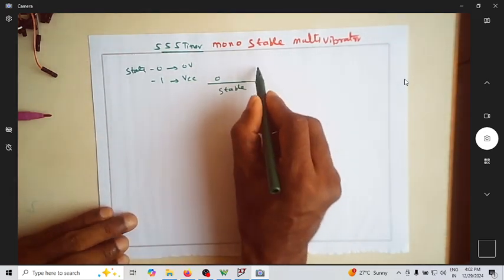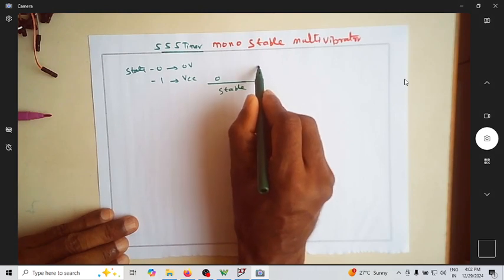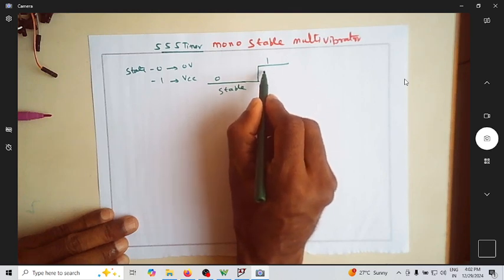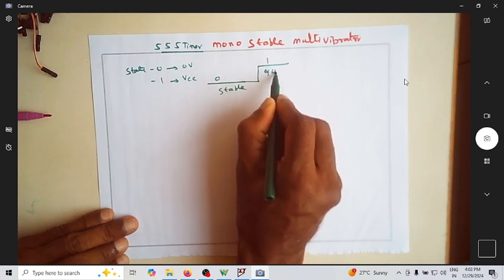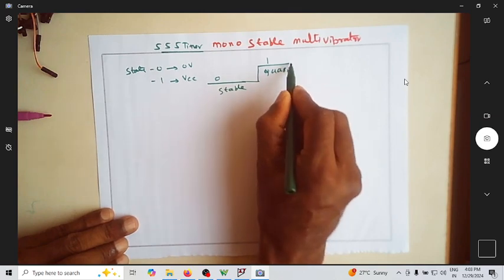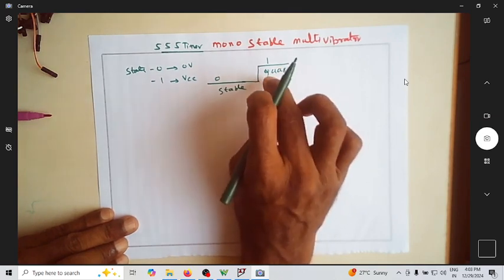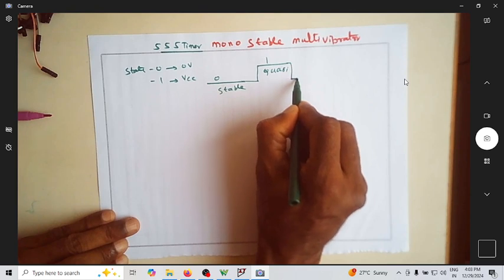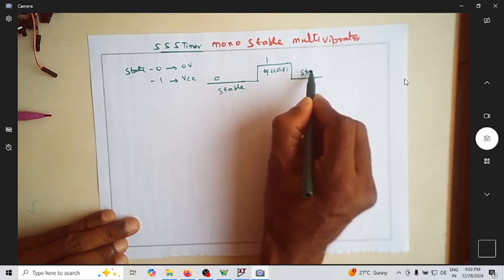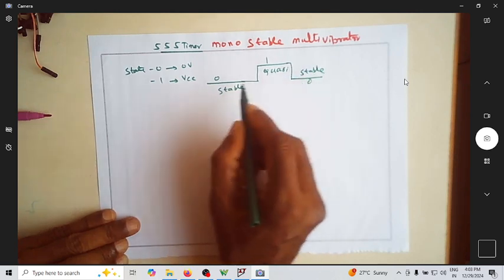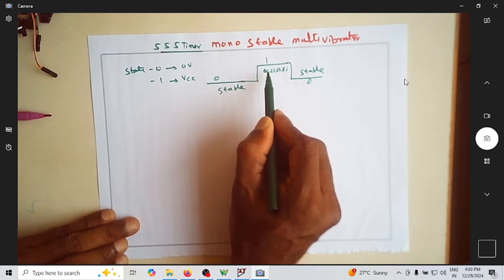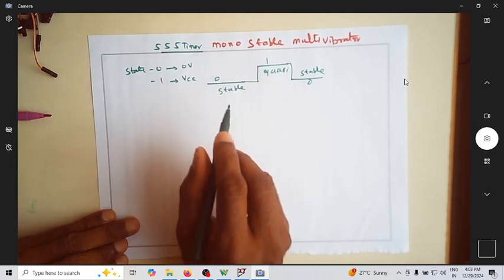If I give a trigger signal, it goes to a temporary state of 1, that is VCC. This is called the quasi-stable state, meaning it goes to a temporary state for a predefined time. After that, it again comes back to the stable state. Moving from the stable state to the quasi-stable state has to be initiated by a trigger signal.